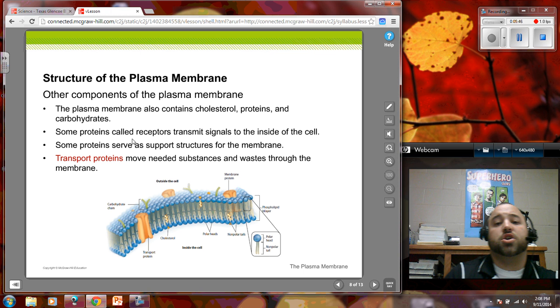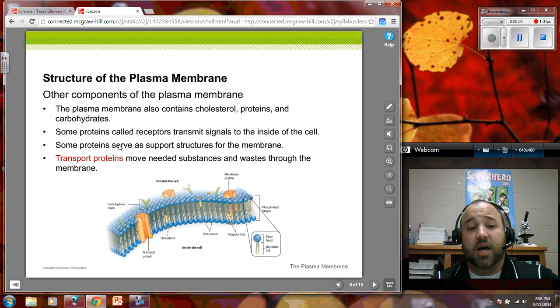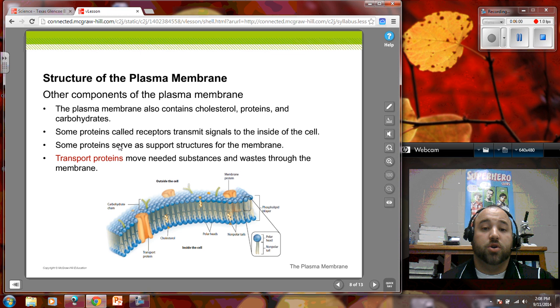Structure, we have other components. We have cholesterols, proteins, and carbohydrates. Some proteins called receptors transmit signals into the cell. Some proteins serve as support structures for the membrane. Others are transport proteins. They move needed substances and waste through the actual membrane. So if you look at it, here's your carbohydrate, here's a transport protein, that's a membrane protein, helps provide structure. You have your polar heads, cholesterols, all those things.